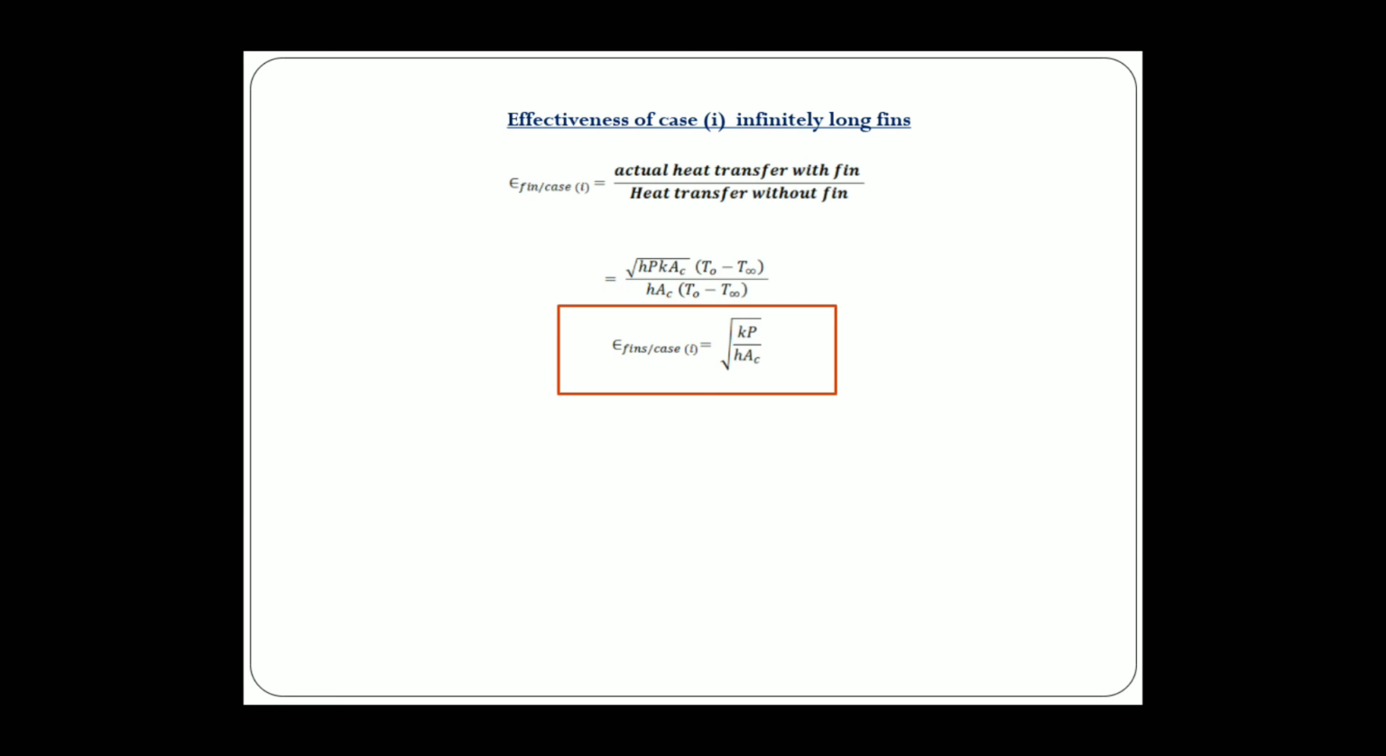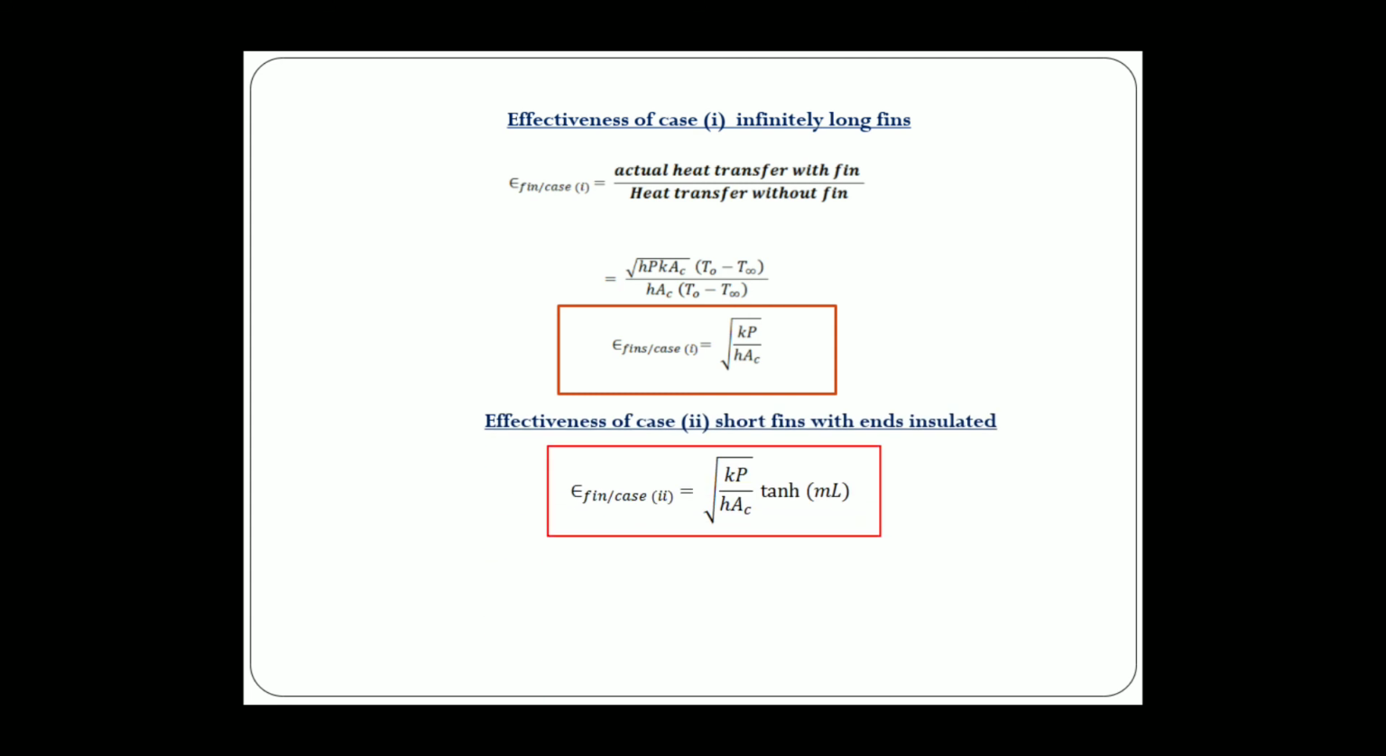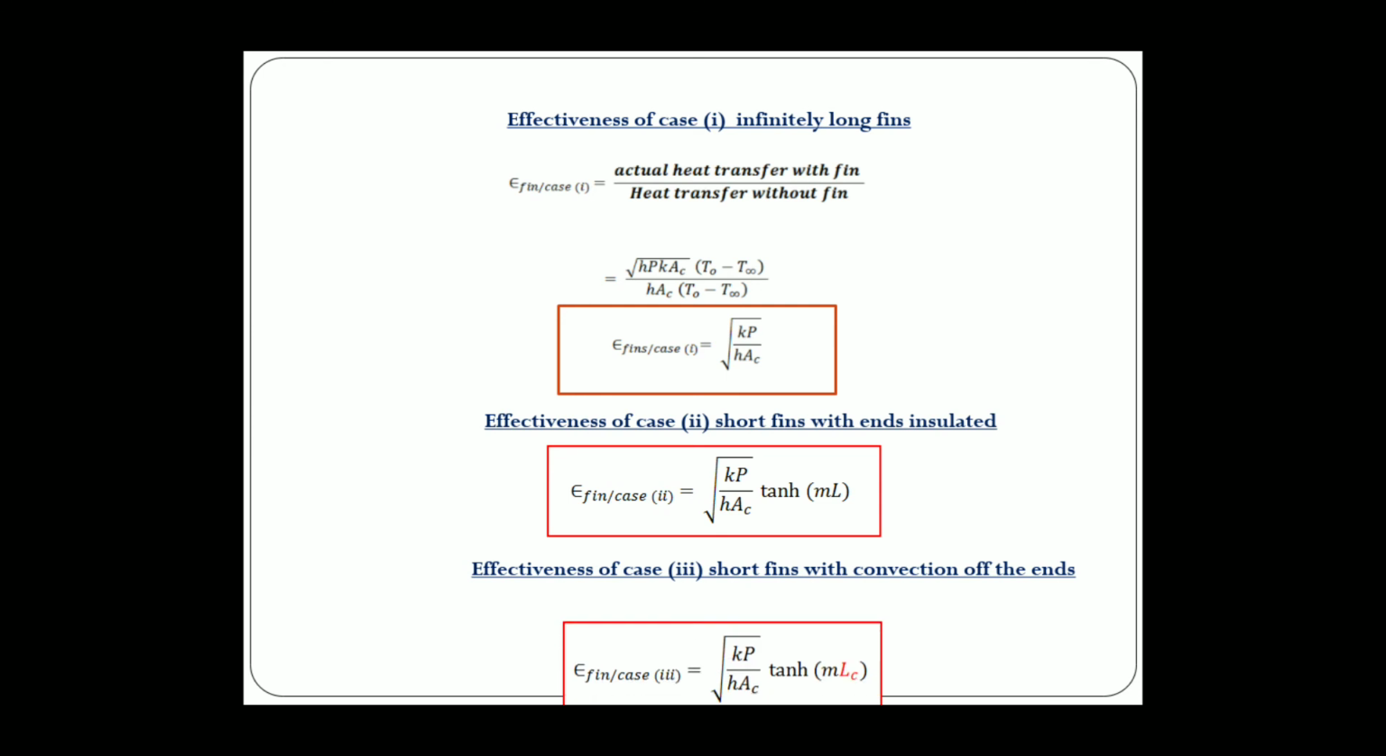This is not square root of hP by kAc. If you have hP by kAc, you can consider it as m. Here you get only square root of kP by hAc. This is the effectiveness for case 1. Similarly, for case 2, you will get the effectiveness as the same square root of kP by hAc into tanh mL. Similarly, for the third case, after using the corrected length approach, the effectiveness will be tanh mLc along with square root of kP by hAc. This is the effectiveness for these 3 cases.